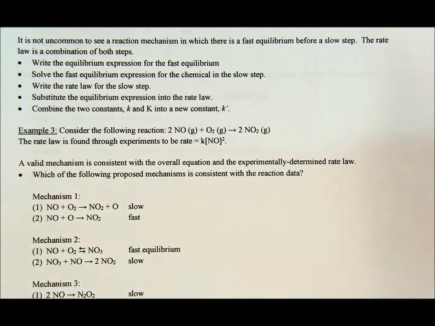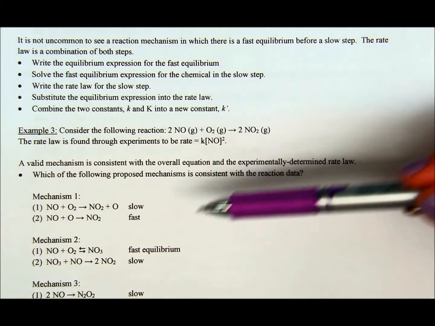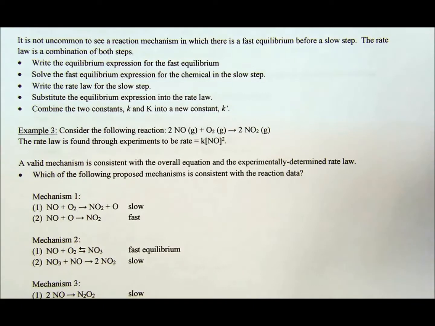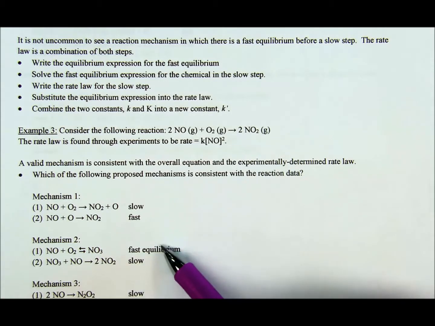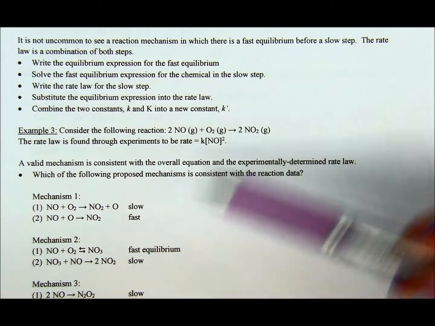So it's not uncommon to see a reaction mechanism in which there's a fast equilibrium that happens before the slow step in a reaction. And the rate law here is a little bit more complicated because the rate law is going to be a combination of both the fast equilibrium and the slow step. So it's going to be both.